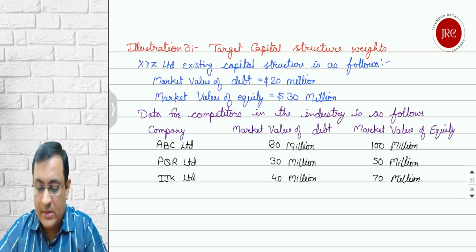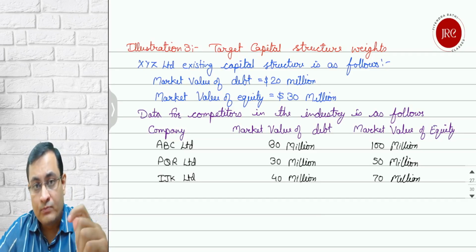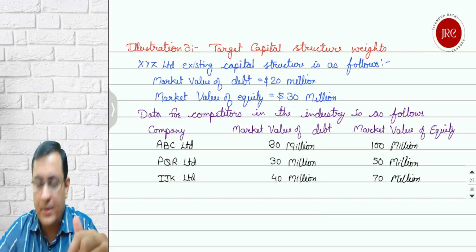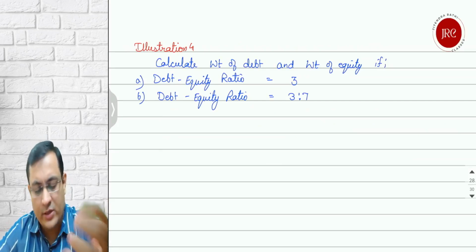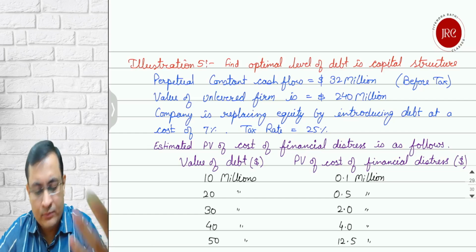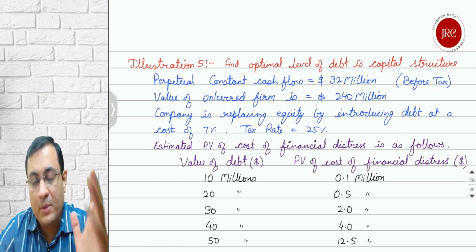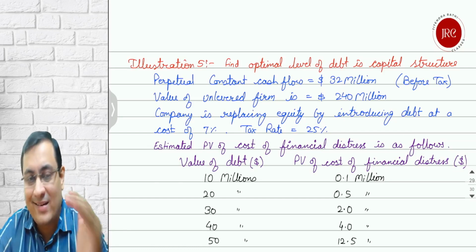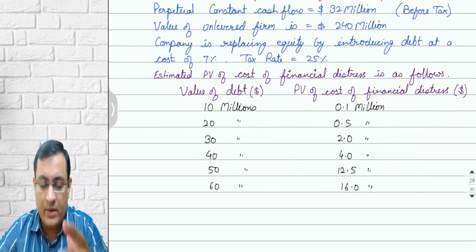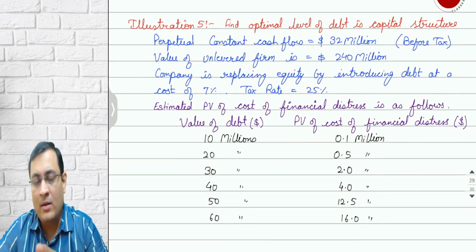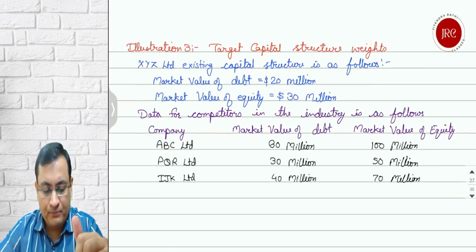Next, second, we will cover the calculation of target capital structure weights using the comparable company data, and next will be the calculation of weight of debt and equity with a very small example where the debt equity ratio is given. And the last, the important one, is finding the optimum capital structure using the static trade-off theory. So almost everything that is there in our study mat I am covering with a new illustration, so you can also practice with the study mat illustrations. So let's start with today's work.